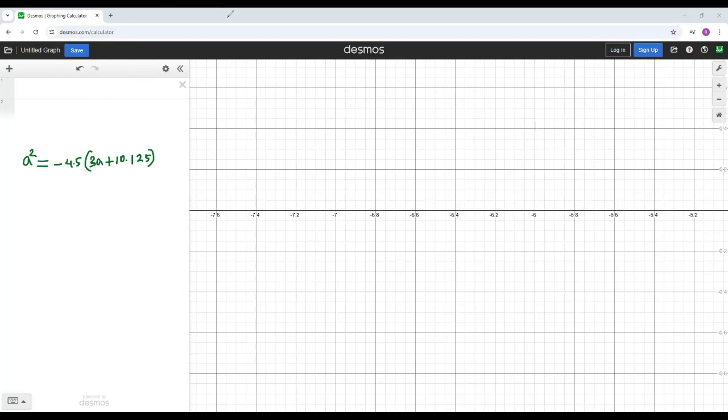Okay, now I am going to consider x in place of a. Then the given equation will become x squared equals negative 4.5 times 3x plus 10.125. Okay, here I got the graph of the equation. And the equation here is a quadratic equation. When we solve a quadratic equation, we usually get two solutions. Sometimes we get only one solution. Sometimes we get no solution. When I look at the graph, the graph intersects the x-axis at only one point. So I think there is only one solution for this equation.